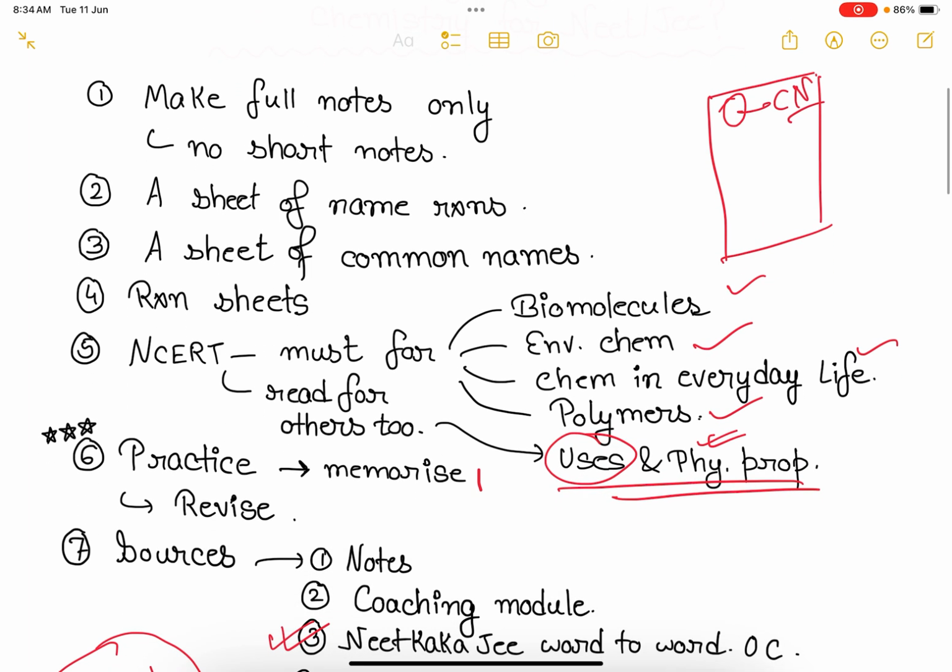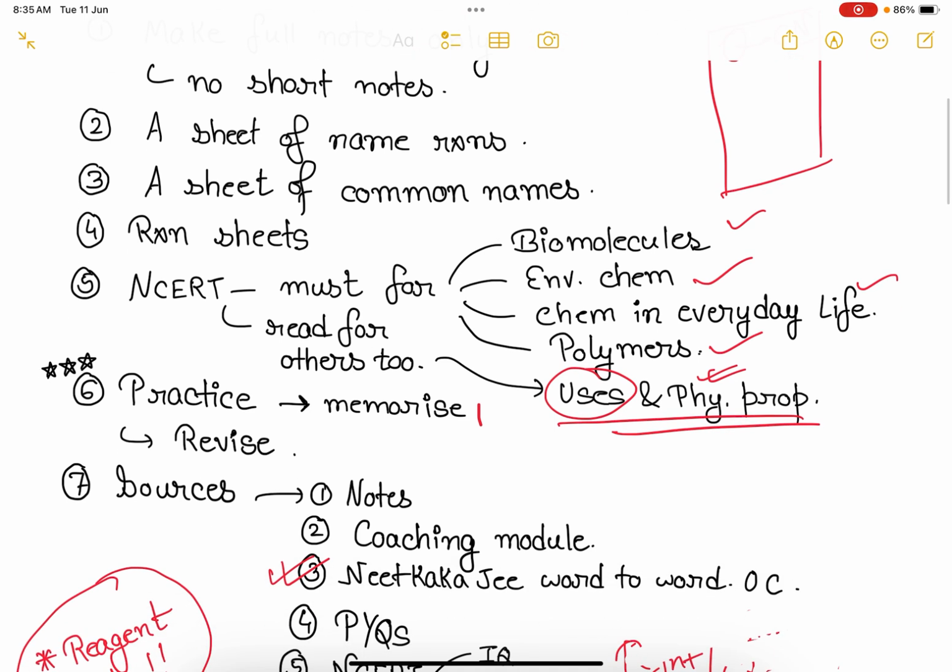Then you have to revise all of them and then practice the reaction sheets, and that will send organic chemistry to permanent memory. And then NCERT. I talked about this for biomolecules and such, the theoretical chapters, and for any theoretical chapter you have to do NCERT only. So memorize it completely, for these subjects NCERT is a must.